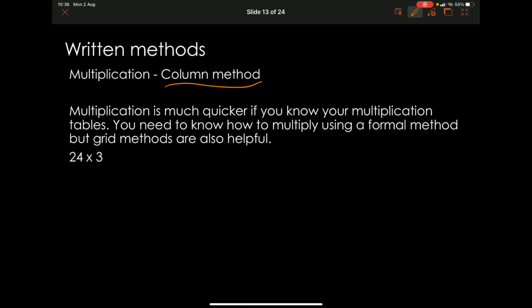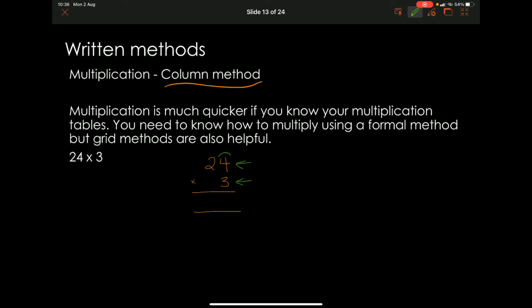Okay, so the column method. The column method is where we still write our numbers out in a column, but this time we are multiplying, not adding or subtracting. So we're writing it like this. With the column method, what we need to do is multiply everything on the top by everything on the bottom.